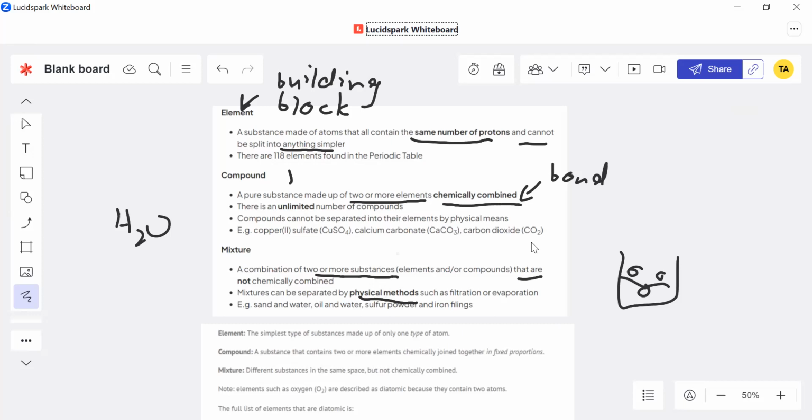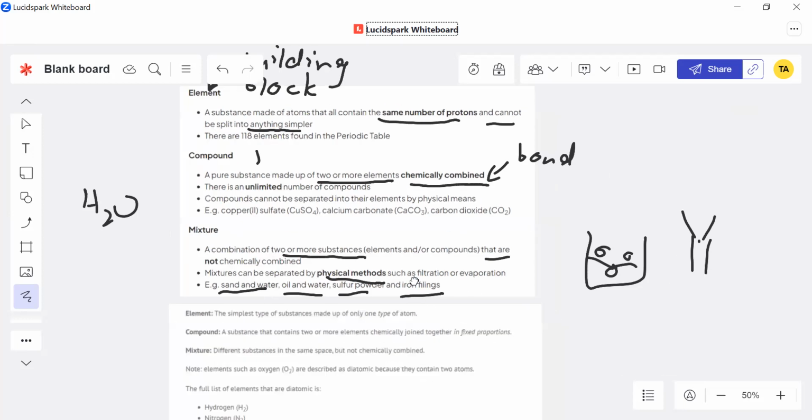What do I mean by physical methods? Well, when I mix water with sand, I can separate the sand using a filter. This is called a physical method. Examples are sand and water, oil and water, and sulfur powder and iron filings. Oil and water can also be separated; you can easily separate oil and water because they have different densities.